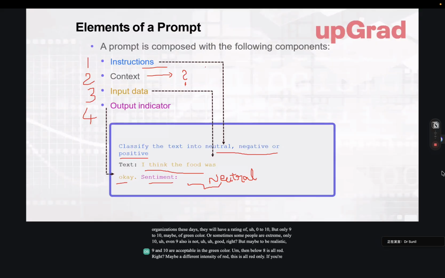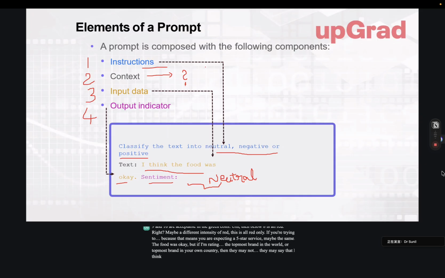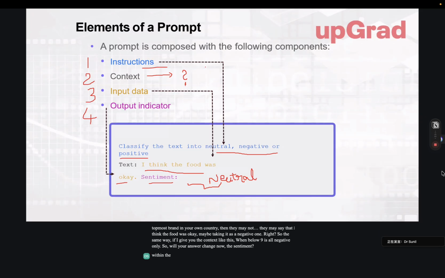Maybe a different intensity of red, but this is all red only. That means you are expecting a 5-star service. Maybe the same, the food was okay, but if I am rating the topmost brand in the world or the topmost brand in your own country, then they may say that I think the food was okay, maybe taking it as a negative one, right? So the same way, if I give you the context like this, when below 9 is all negative only, will your answer change now, the sentiment, within the context we have provided?